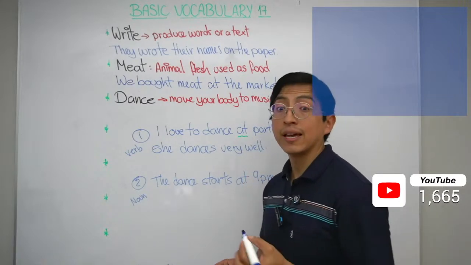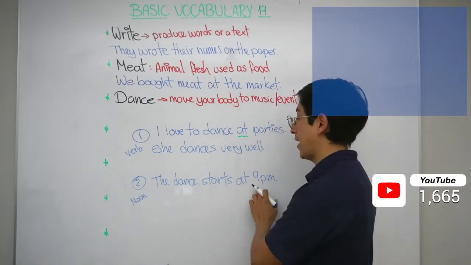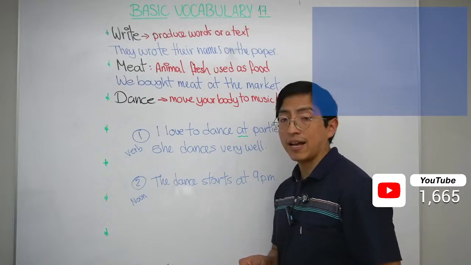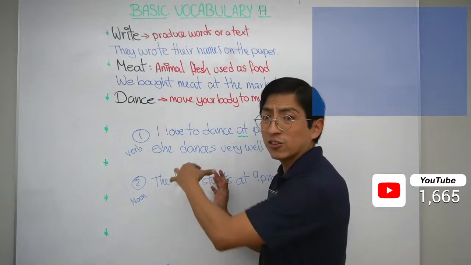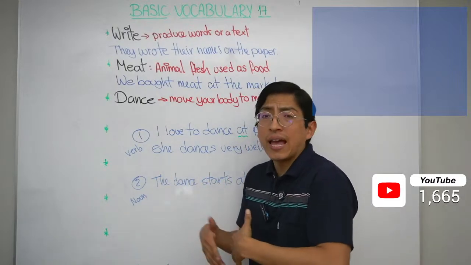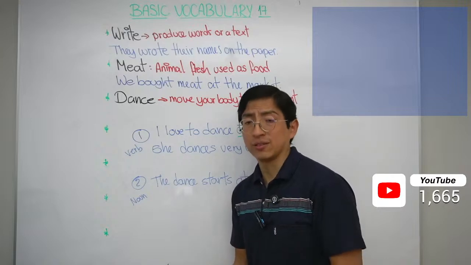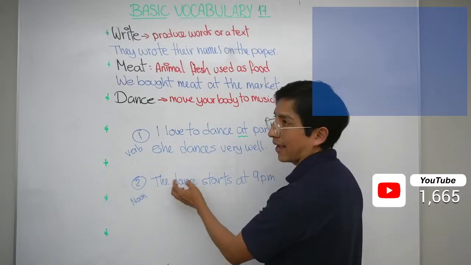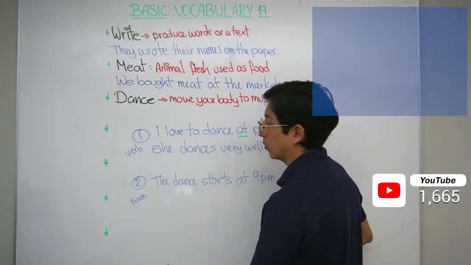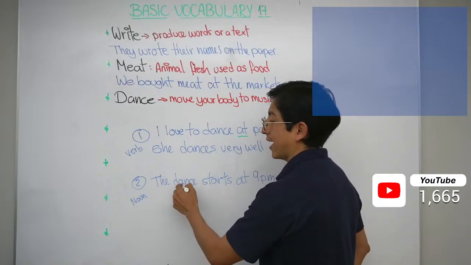Look at that. The dance starts at 9. It means that there is an event. This is a social event where everybody dances, right? So we call this event a dance too. So one more time, this is not an action.